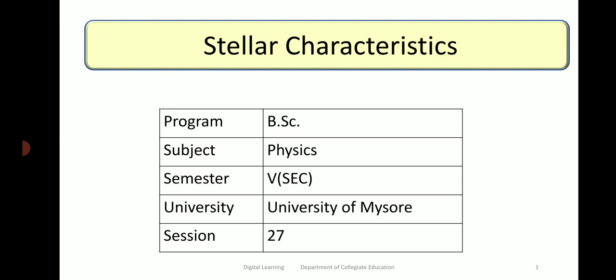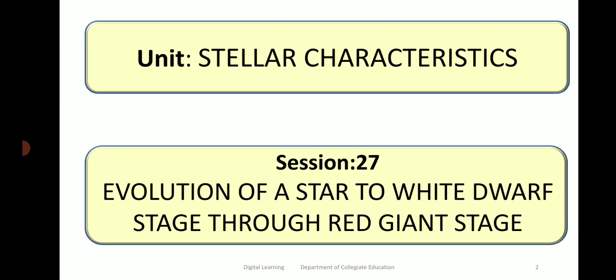I am going to explain for BSc Physics 5th Sem students, University of Mysore, stellar characteristics. It comes under the astronomy and astrophysics paper. In this session of the unit stellar characteristics, we are going to understand the evolution of a star to the white dwarf stage through the red giant stage.